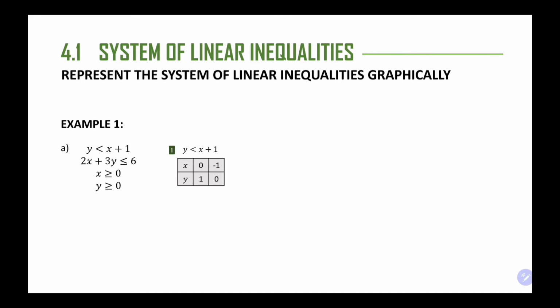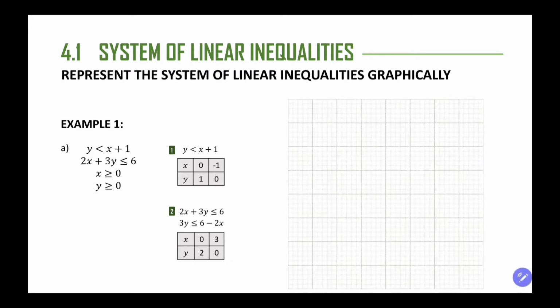In the next inequality, we have 2x plus 3y less than or equal to 6. Before we find the intercepts, we need to arrange only y on the left side. So we get 3y less than or equal to 6 minus 2x. Only positive y on the left side. Then we find the x and y intercepts. When x equals 0, we get y equals 2. When y equals 0, we get x equals 3.